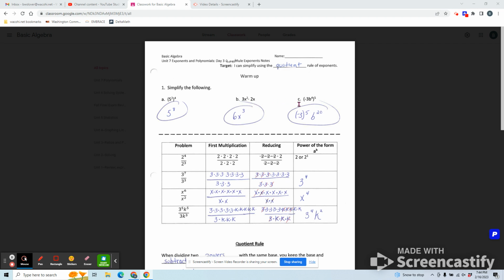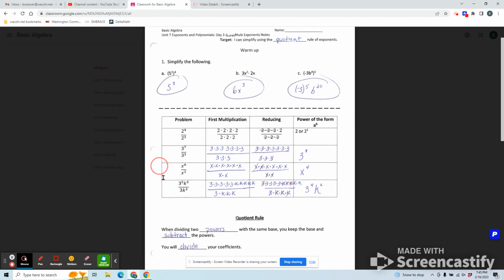Letter C, I have a power to a power again. And keep in mind, this negative 3 has a power of 1. It's really saying negative 3 to the first times b to the 4th. Because it has that power, I still need to multiply it by the 5. So 1 times 5 was 5, and then 4 times 5 is 20.